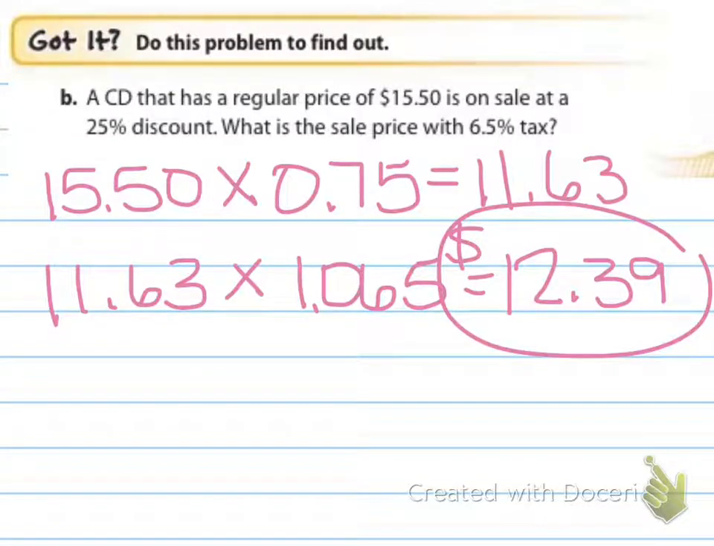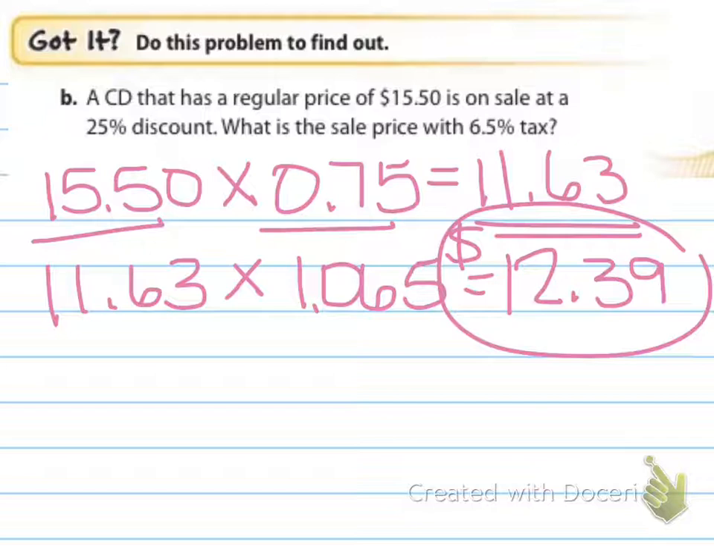All right, so what I've done, again, I'm doing them in method 2 for both of these. I subtracted the 25% from 100%, got 75%, changed it to a decimal, made it 0.75. So I took the regular price times 75%, and I found out the sale price was $11.63. I had to round it up a penny. Now, then I took the $11.63. Notice I'm saying $11.63. I re-entered it into my calculator. I didn't leave it as 11.625.